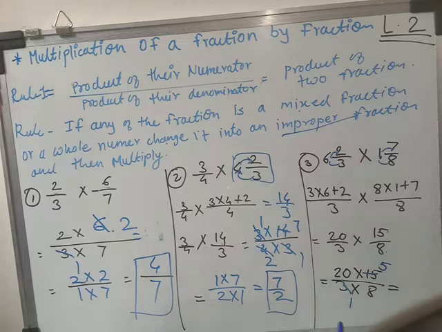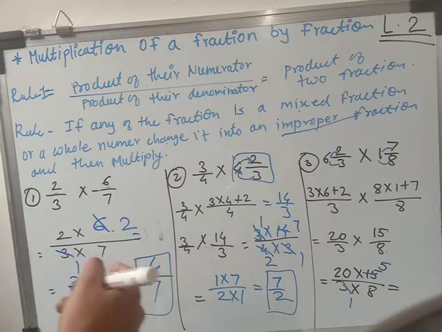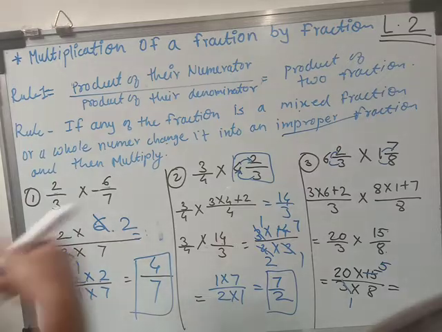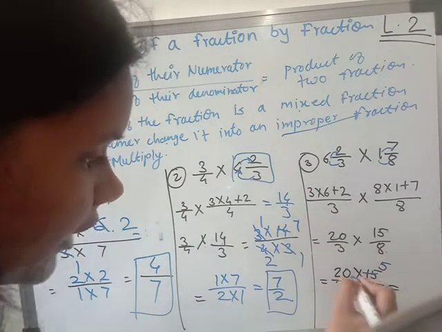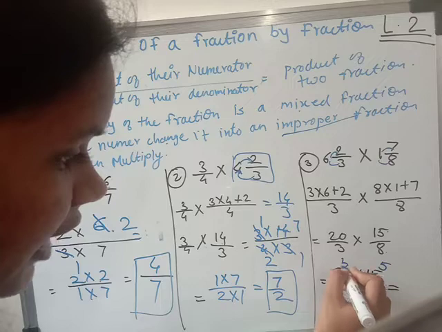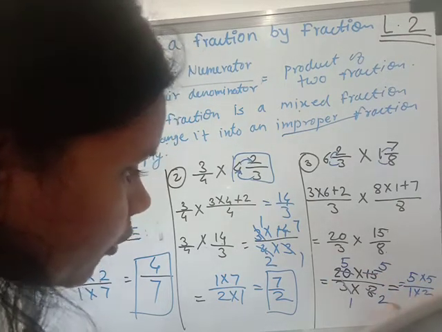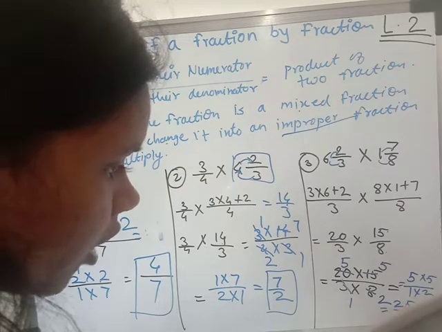Okay, and here again don't divide the 20 by 5 because here both are numerators and numerator is multiplied with numerator, so it doesn't divide. Okay, so here again 20 and 8 both numbers are divisible by one number. Which number is that? That is 4. Okay, so 4 2s are 8 and 4 5s are 20. So here we got 5 multiplied by 5 and 1 multiplied by 2 is equal to 25 upon 2.